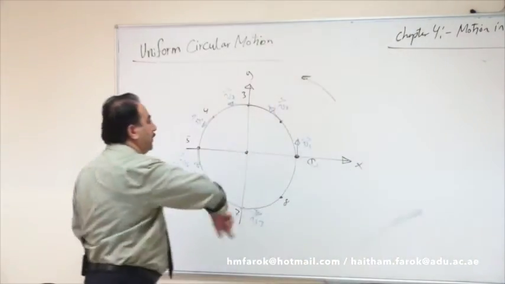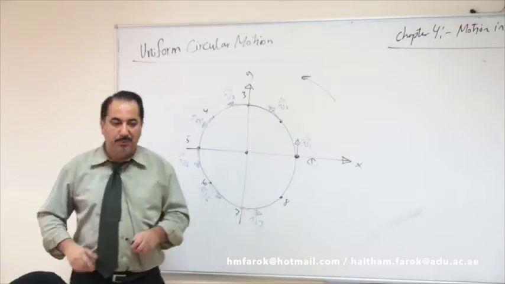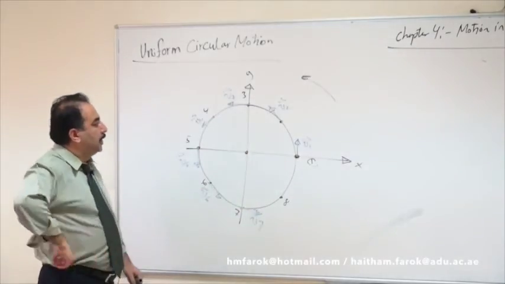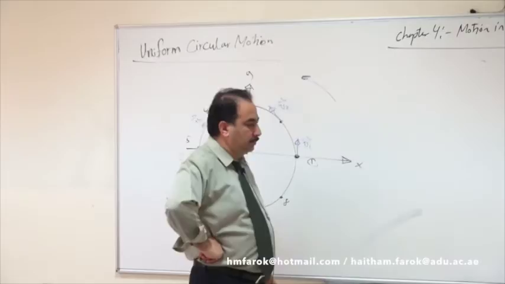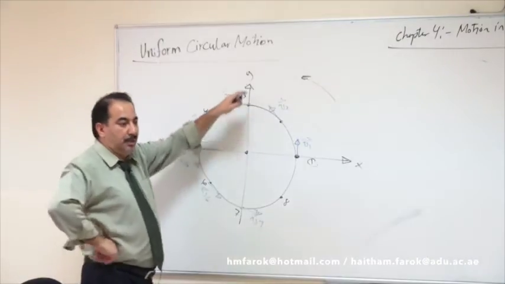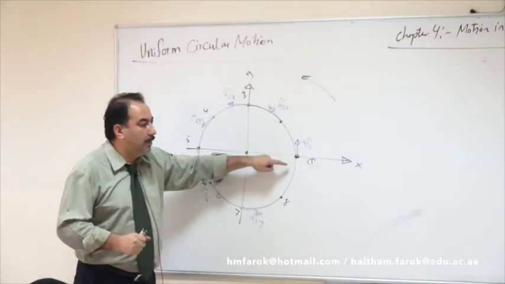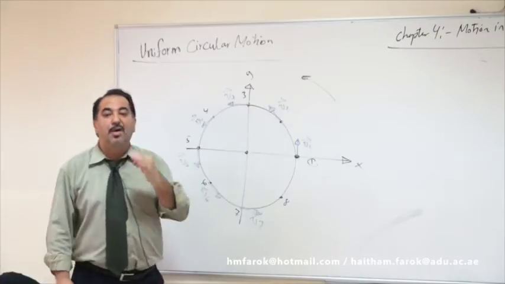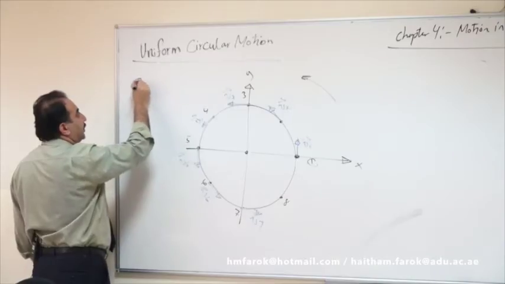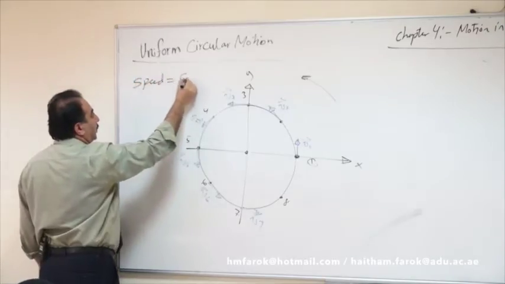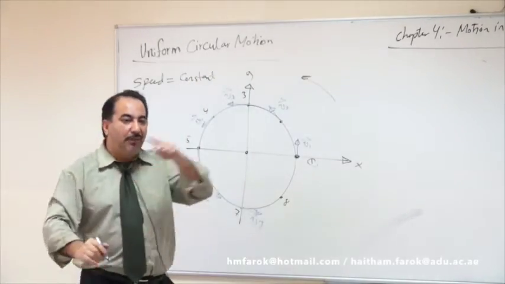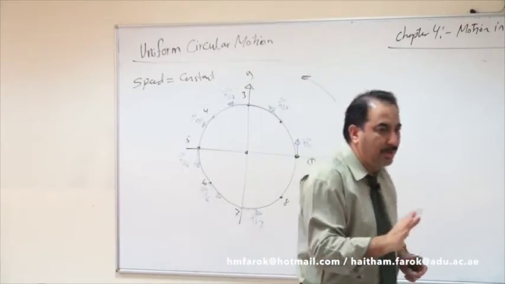So these are the velocity vectors of something circulating, tangent. Of course, from here to there is the radius, R. Now, when we say uniform circular motion, we mean that this object rotates at a constant speed. So uniform here means speed equals constant. The speed of circulation is constant. It doesn't change.